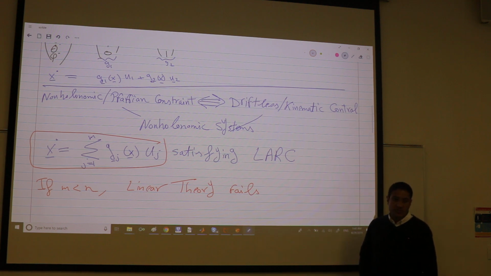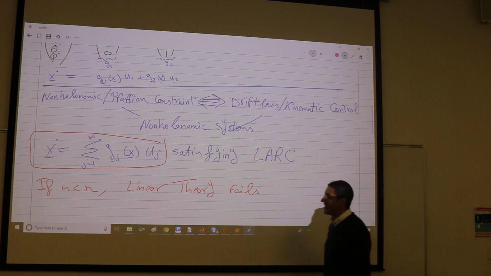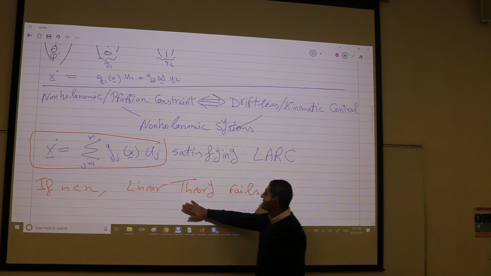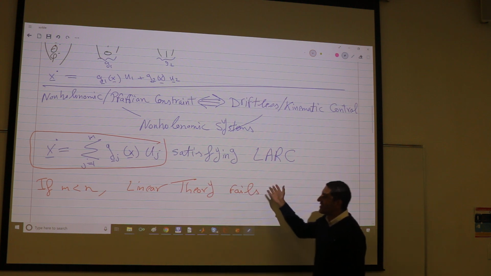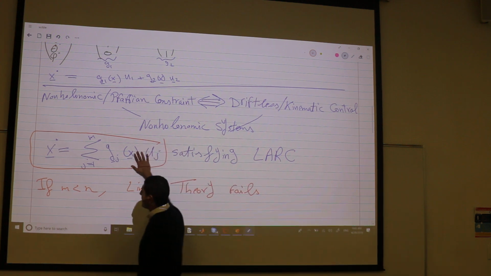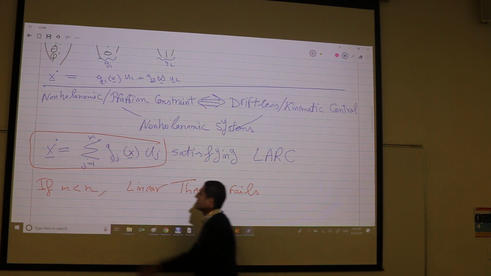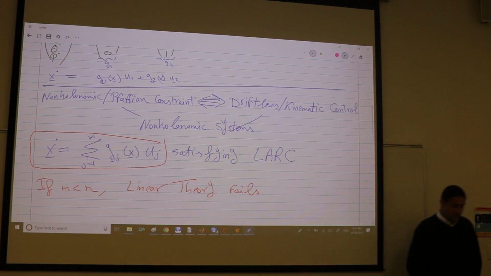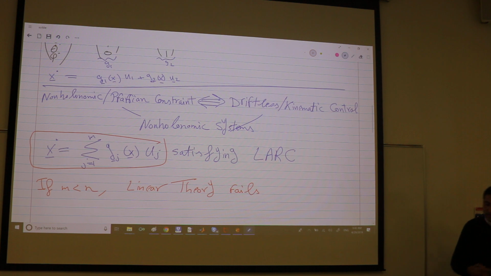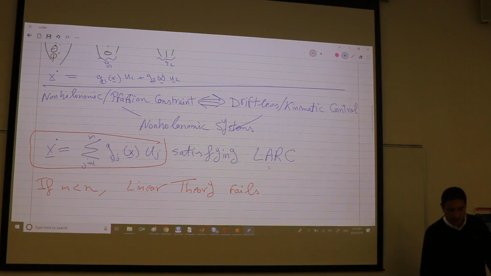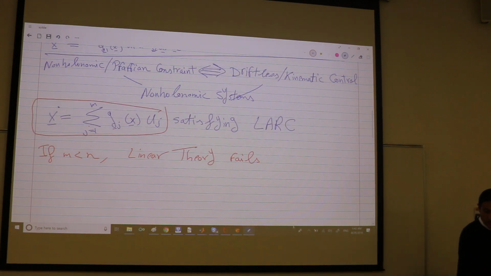And as a control engineer, what is the immediate consequence? Is to add an actuator, right? So I keep adding an actuator, and the issue is that the linear theory will not work unless you have a number of actuators equal to the number of states, which is ridiculously stringent. So the linear theory will always fail here. We need to go to nonlinear systems, okay? This is our topic today, the non-holonomic systems.